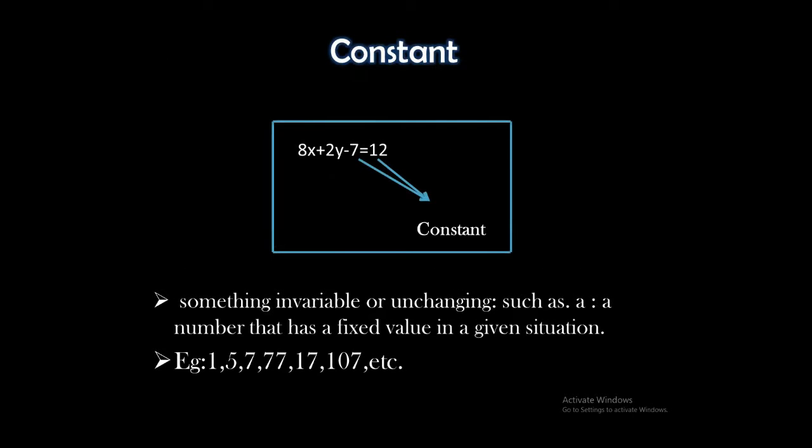Constant: something invariable or unchanging, such as a number that has a fixed value in a given situation. So here you can see constants 7 and 12. Here we know that the number is 7, so we know that the value is 7 only, it cannot be changed. Other examples are 1, 5, 7, 77, 17, 107, etc.